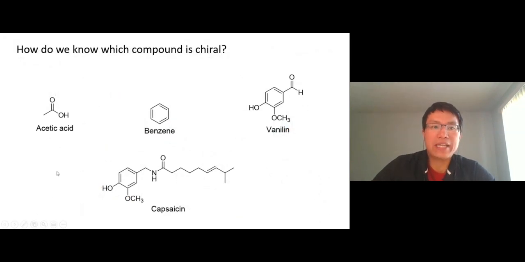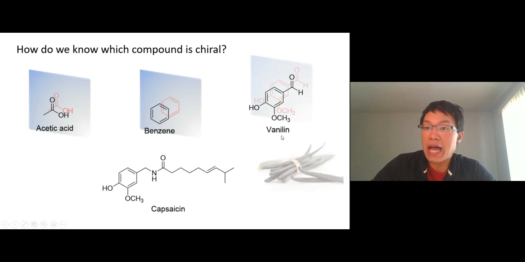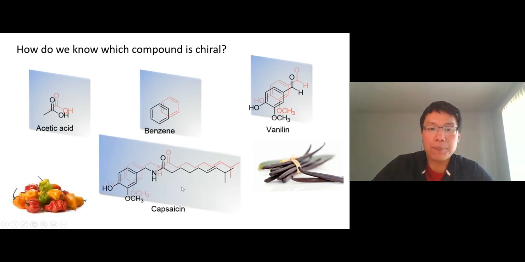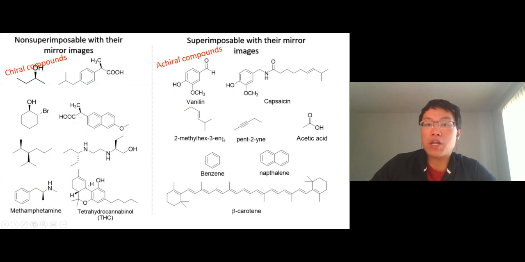Not really. If I reflect it into the mirror, acetic acid and its mirror image line up perfectly, right? Benzene, same thing, lines up perfectly with its mirror image. Vanillin, this compound that smells like vanilla, same thing. This guy's flat, right? It lines up perfectly with its mirror image. Capsaicin, the compound that you put on your tongue that gives you the hot burning feeling, same thing. It lines up perfectly with its mirror image. Not all molecules are chiral. Yeah, not all molecules have an enantiomer. Only chiral compounds can have enantiomers.